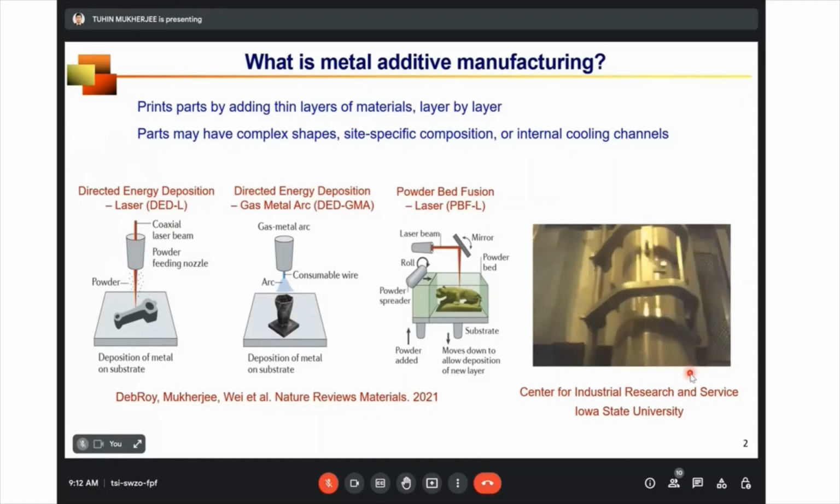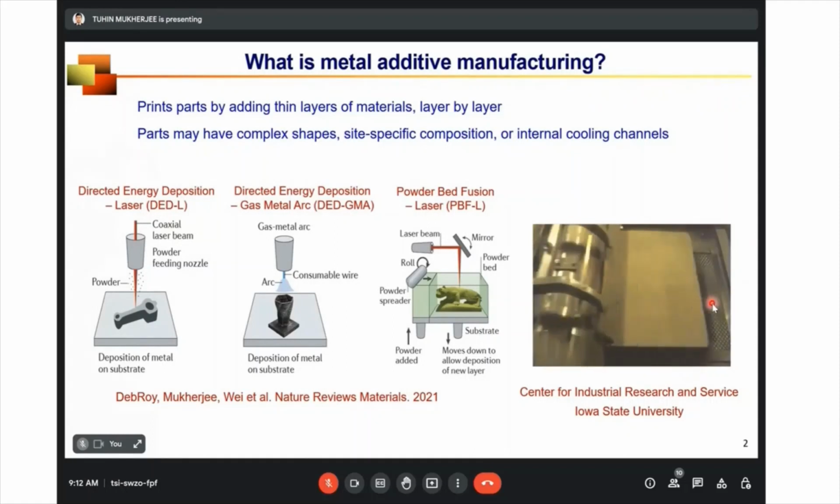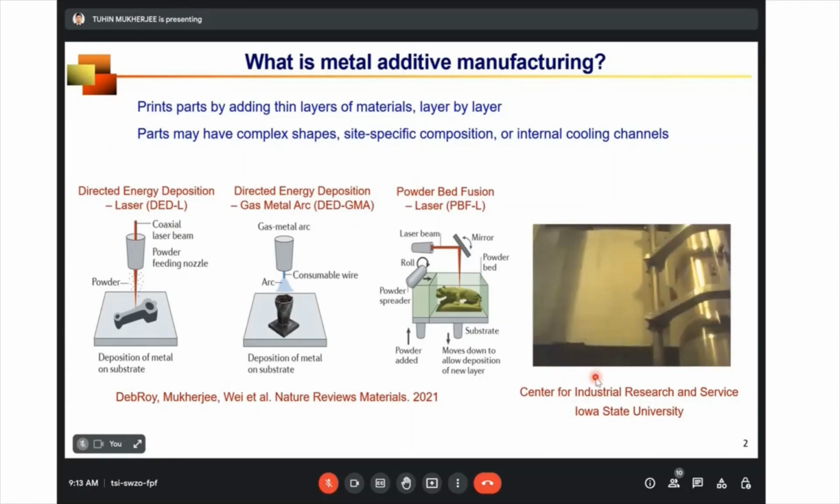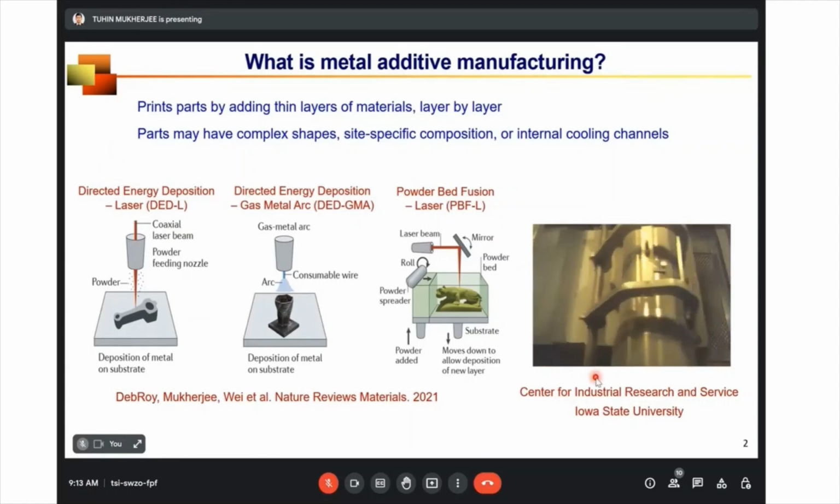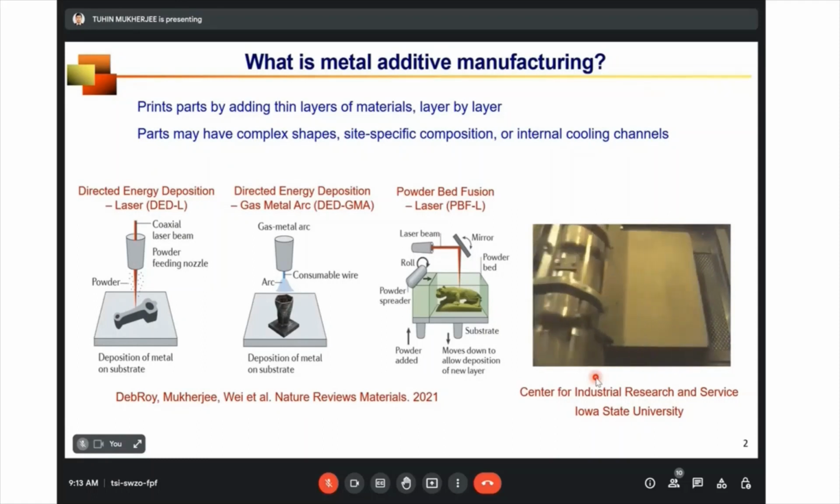So you can see that at the very beginning, one thin layer of powder is deposited using a roller, and the laser beam selectively scans the powder bed to melt the material, and eventually that solidifies to make the part in 3D. And this process repeats itself until the entire part is printed in 3D.